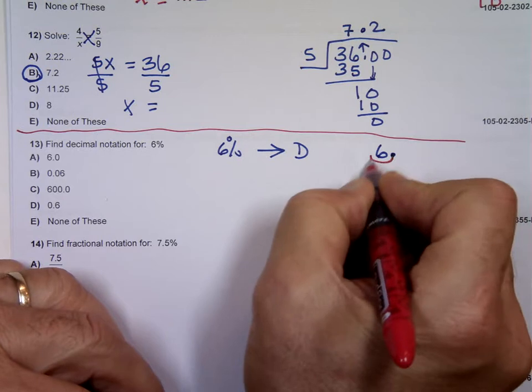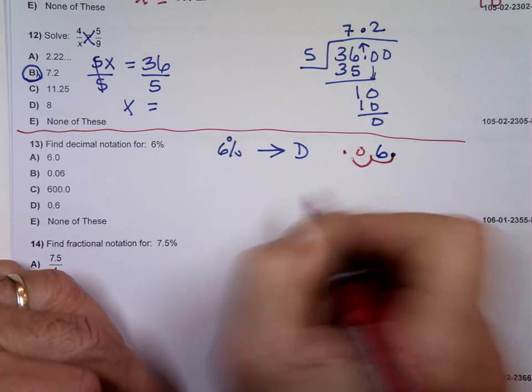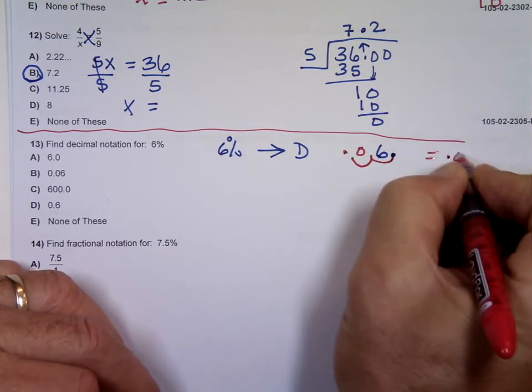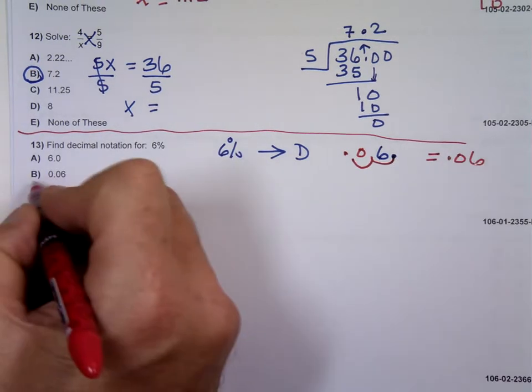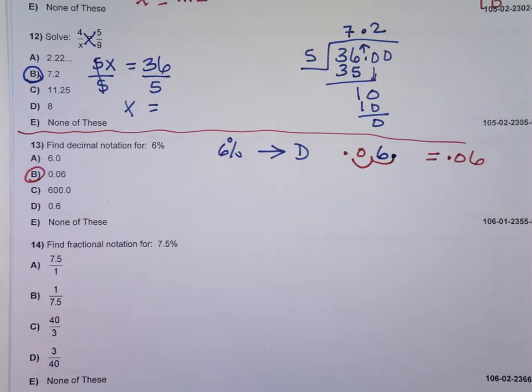1, 2. So what's that number? 0.06. Do we have 0.06? Yes. It's the same as 0.06.